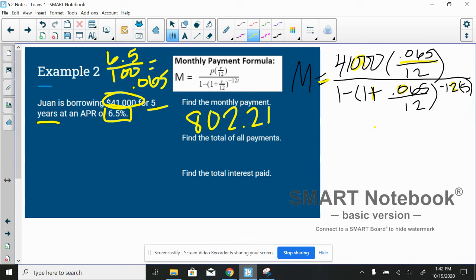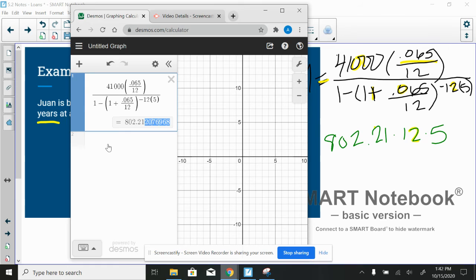Find the total of all payments. To find total of all payments, you guys, you are going to take your monthly payment, 802.21, and multiply it by 12 and the year value, which is 5. Going to Desmos. 802.21, I am going to retype that times 12 times 5. Over the life of the loan, you're going to pay $48,132, and then 0.6 is understood to be 0.60, so that's 60 cents.